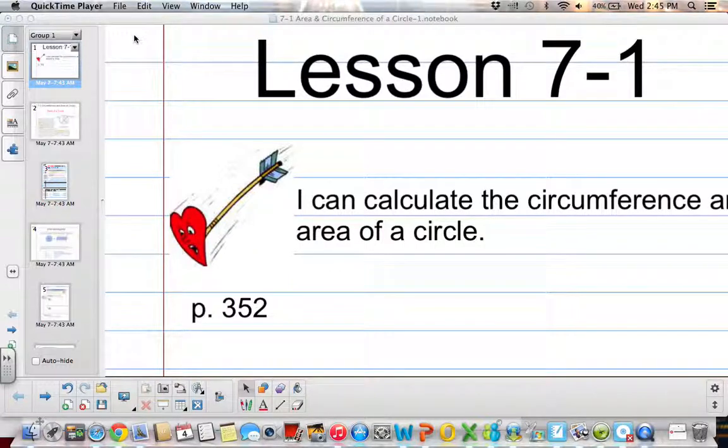Hi, 7th graders. We're on lesson 7-1, which starts on page 352 in your textbook. Our learning target is calculating the circumference and area of a circle.